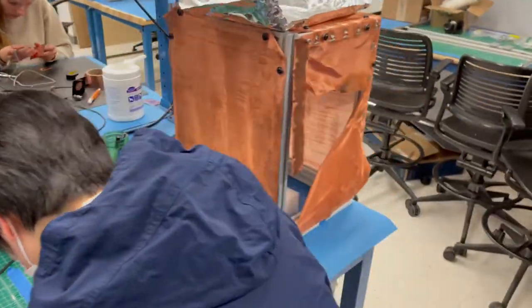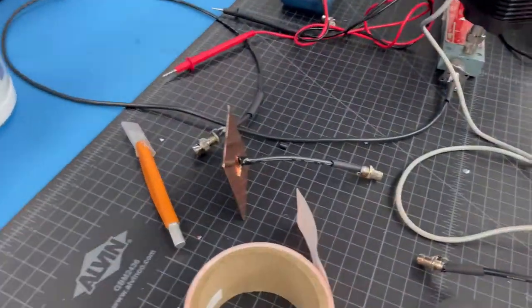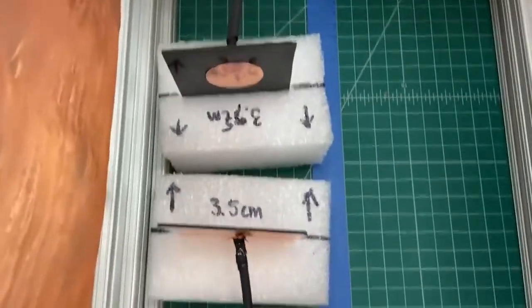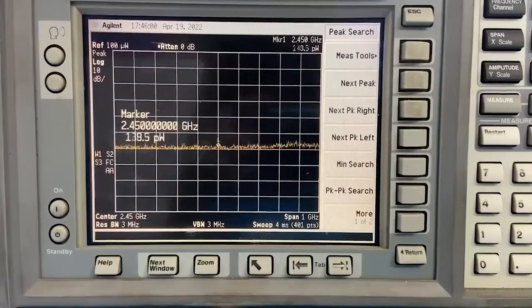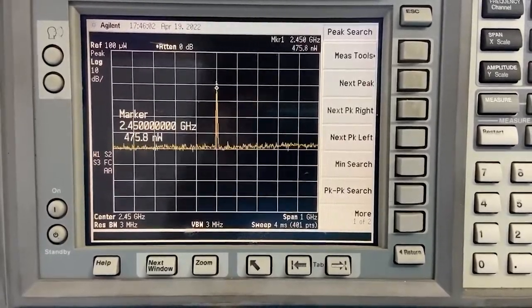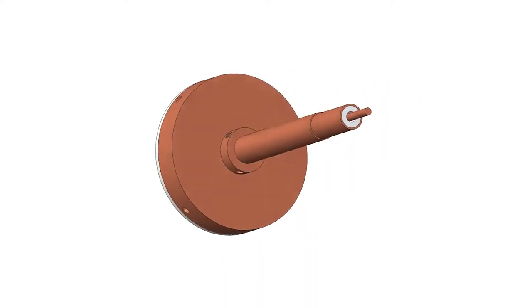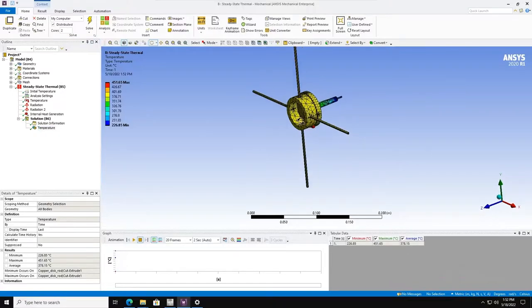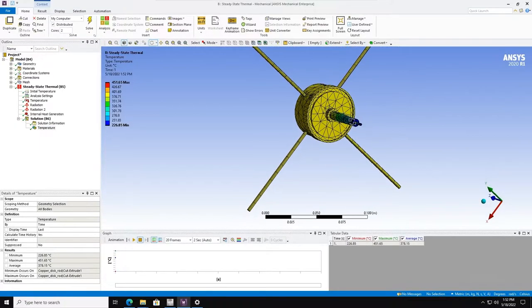Low power testing was then conducted to verify simulated results. Using the results, we designed a high power iteration of the antenna to withstand thermal loads expected from high power inputs. The high power design increased contact surface area with thermally dissipating materials to make use of conduction and radiation in a vacuum environment where convection is not an available method of heat transfer.